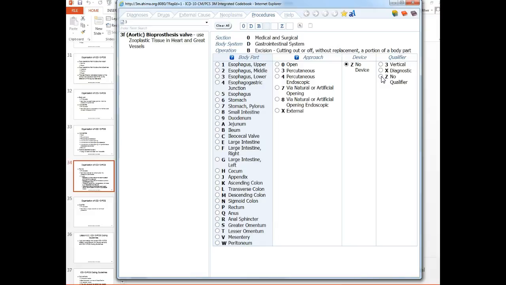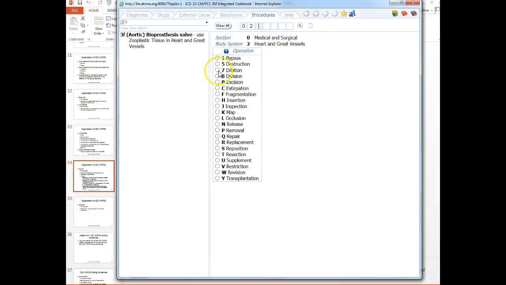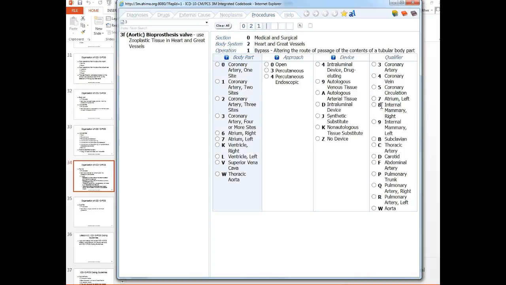The qualifier can have other definitions as well. If we go in and look at heart and great vessels, let me choose bypass. The qualifier basically is the vessel that is the origin of the bypass, and we'll look at this in more detail when we go over the guidelines and look at some different examples. You can see devices here. When we're talking about a bypass, these devices actually refer to the bypass material.